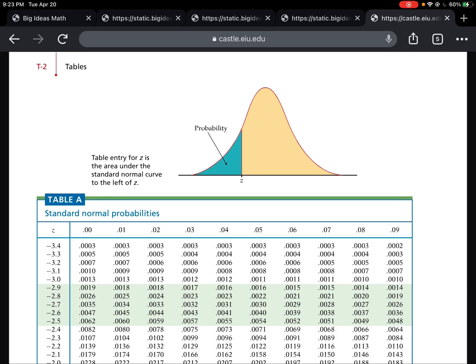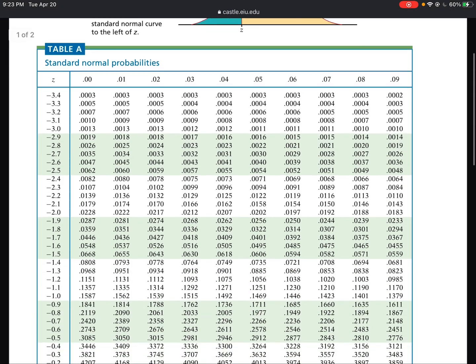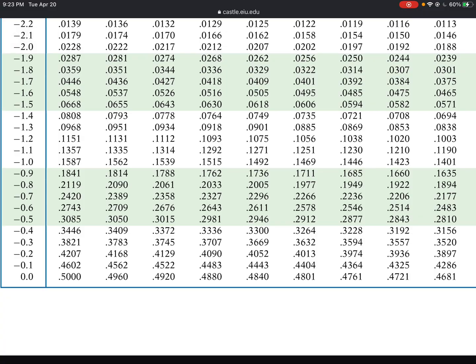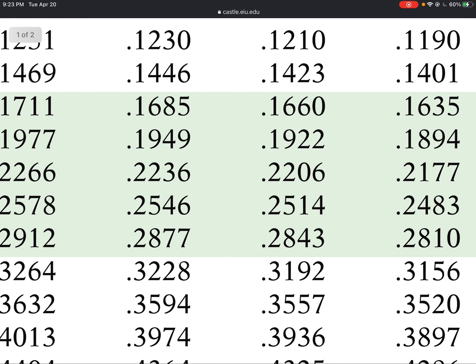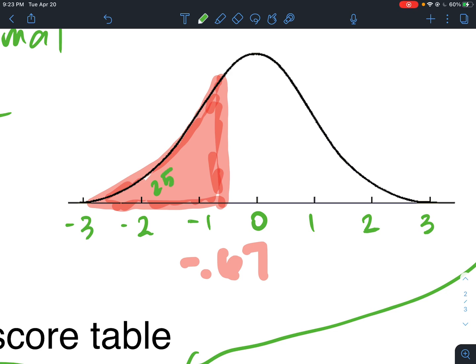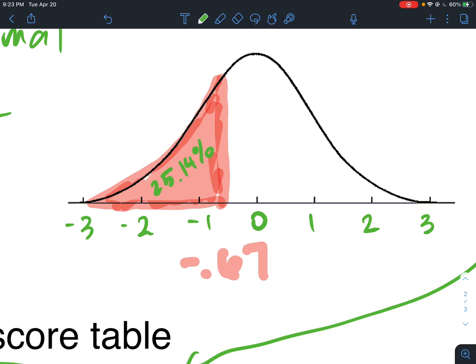So I'm trying to calculate the z-score, and 0.07 is over here. So in this column right here, I'm going to match it up with negative 0.6. So negative 0.6 is right there and right there. So you see 0.2514. This is the area under the curve at the z-score of negative 0.67. So that's 25.14% of the curve. Okay, this is what a z-score table gives you.